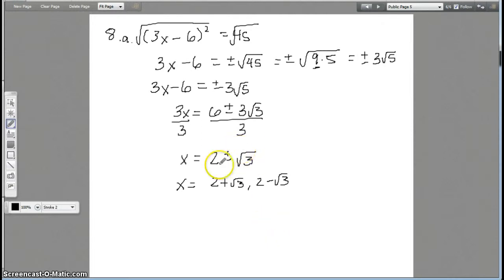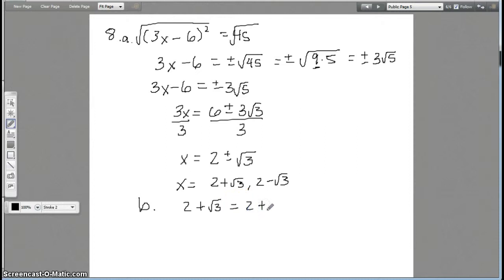Okay, so now let's look at part B. Part B says express your answer in decimal form correct to the nearest thousandth. So what we need to do here is look at our two answers, the 2 plus square root 3 and 2 minus square root 3, and see what those numbers actually are. So what is 2 plus the square root of 3 to the nearest thousandth?